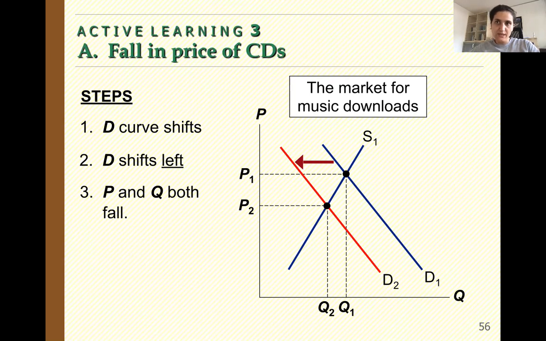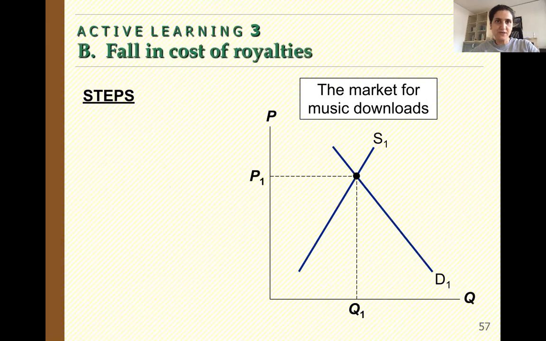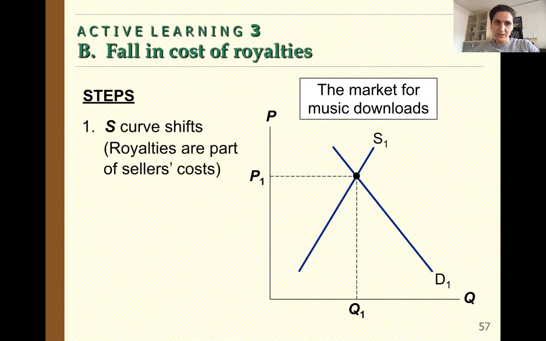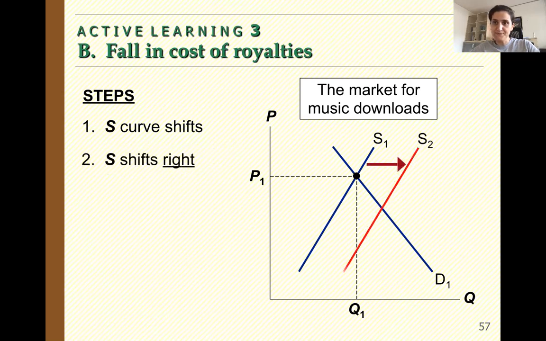Now let's look at what happens in the second case. Fall in the cost of royalties. These royalties are part of the sellers' cost, which means that the cost of production decreased. What's going to happen then? Supply will shift to the right. So the cost of production decreases, supply shifts to the right. Then equilibrium price will decrease and equilibrium quantity will increase.